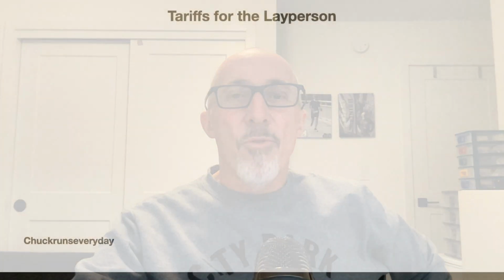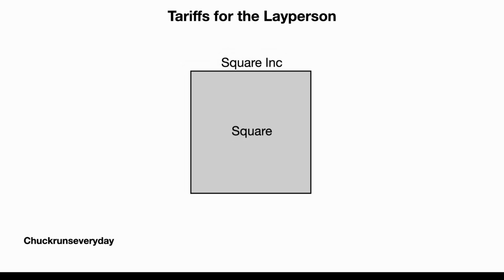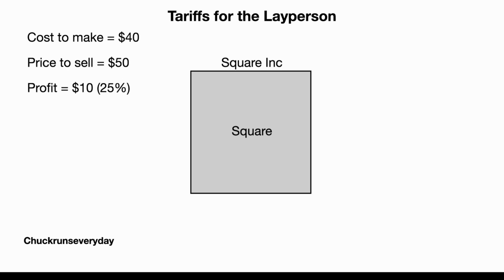So here it goes. All right, now in order to explain what tariffs are and how they can be applied to a company, I made this little presentation. So let's say that we have a certain country here and a company in that country called Square Inc. And Square Inc. makes squares. So let's just start with that. And these squares cost Square Inc. $40 to make. Now Square Inc. sells these squares for $50. So their profit is $10, which is 25% profit.